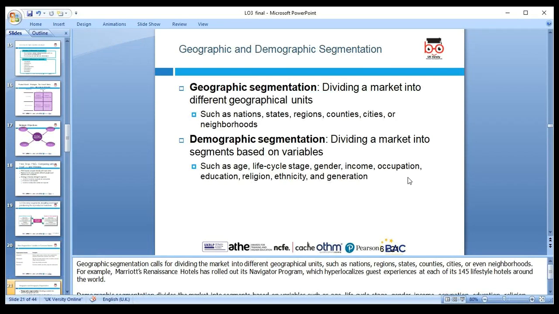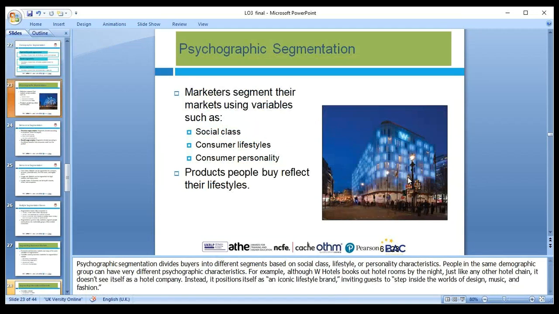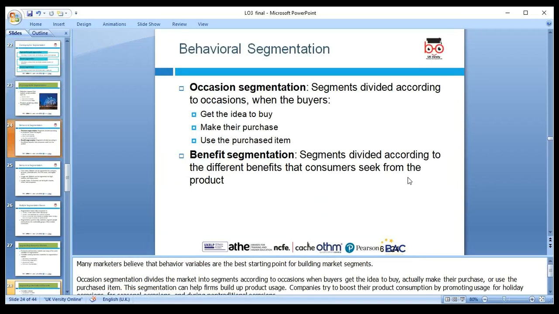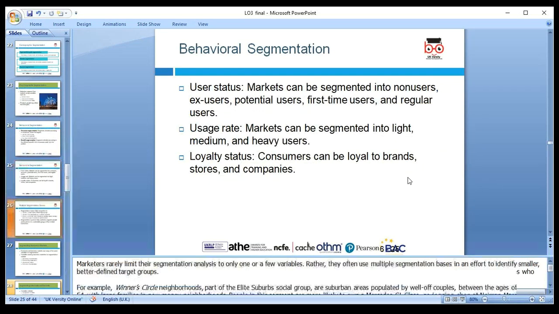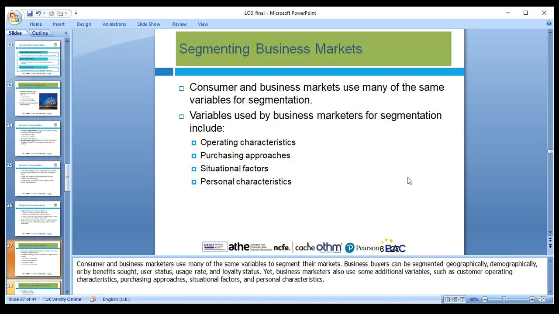So all of these have been explained: geographic segmentation, and how we can do demographic segmentation, dividing into different age and life cycles, and psychographic, social classes. When we do this, we need to make sure we do the research about behavior. With multiple segmentation, identify smaller, better defined target groups, and then you can segment to whom you want to target and reach the customer, and you use advertising, promotion, and a promotion mix.